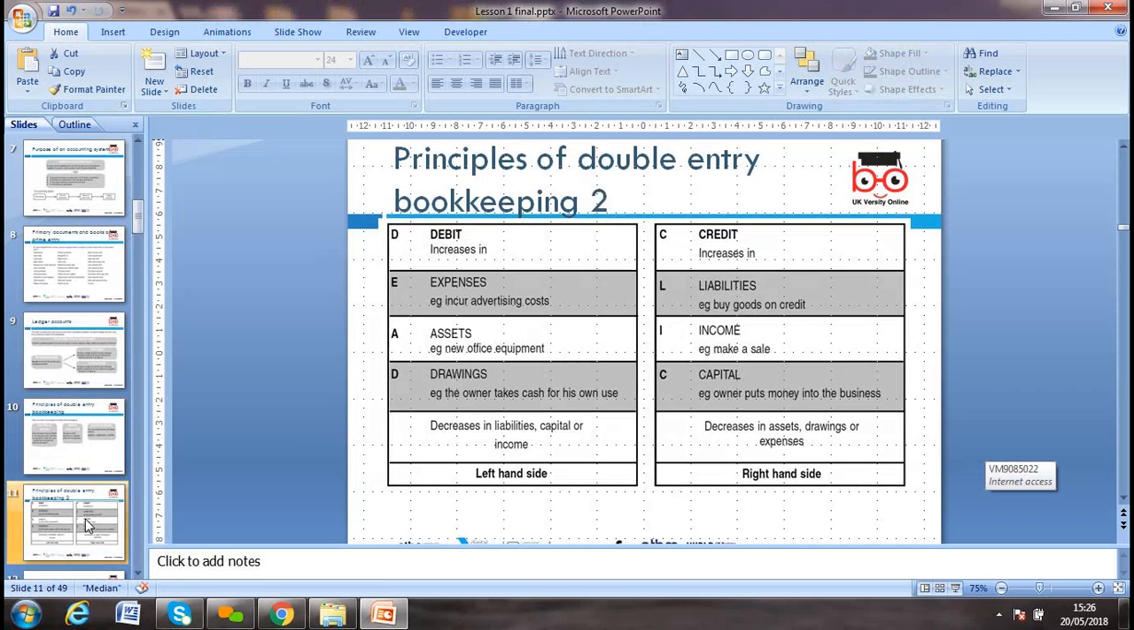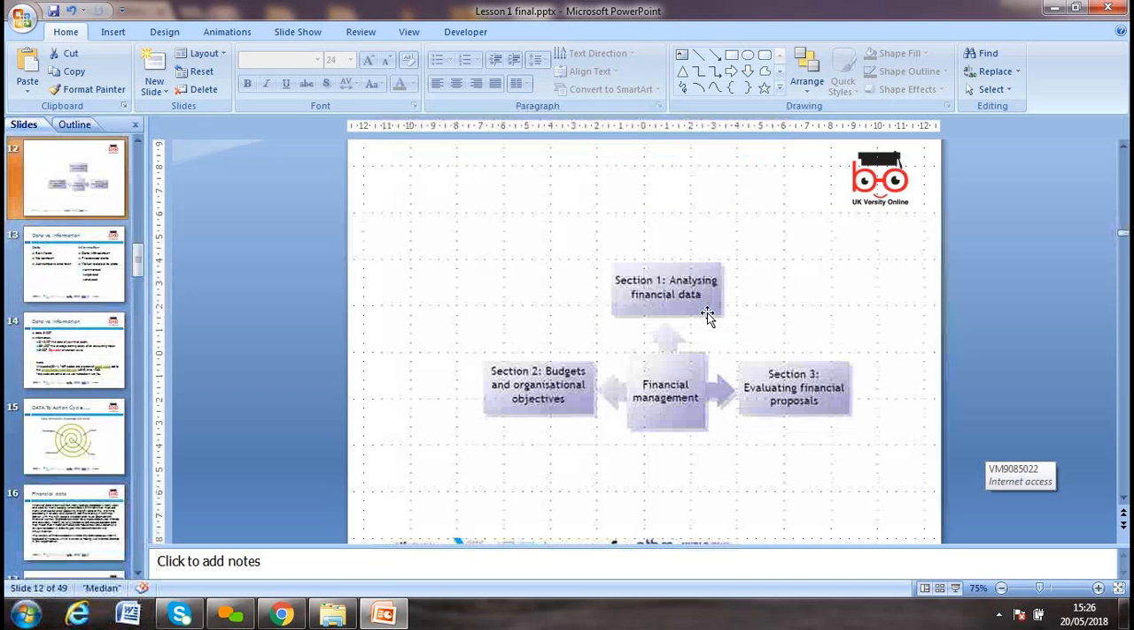Okay. We use the word DEAD CLIC for debit and credit. D stands for debit, E stands for expense, A stands for asset, D stands for drawing. And in the credit side, C stands for credit, L stands for liabilities, I stands for income, and C stands for capital. So this is the double entry bookkeeping rule we follow to record our business transactions systematically in the books of accounts. Okay. Any questions?